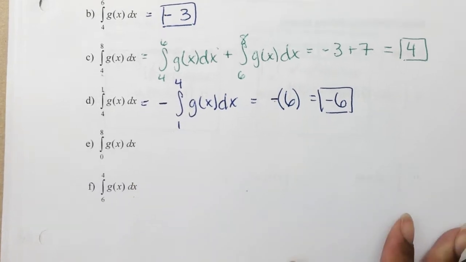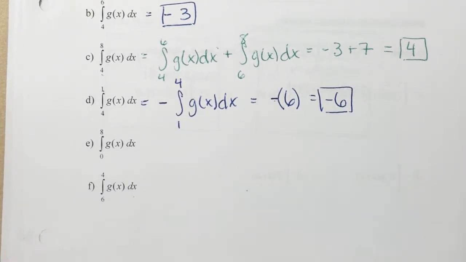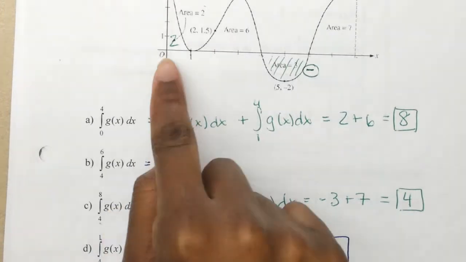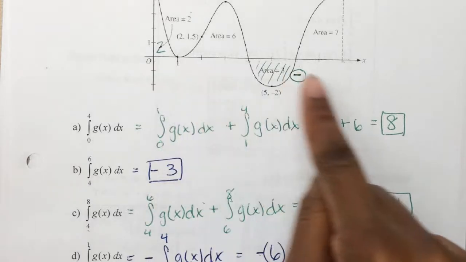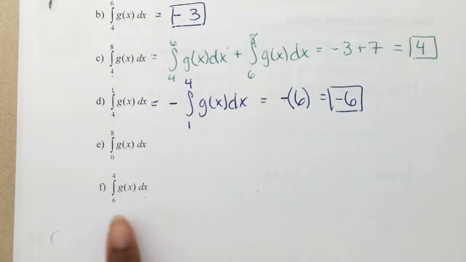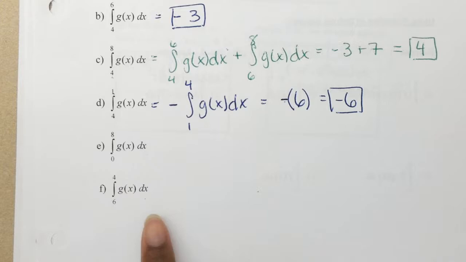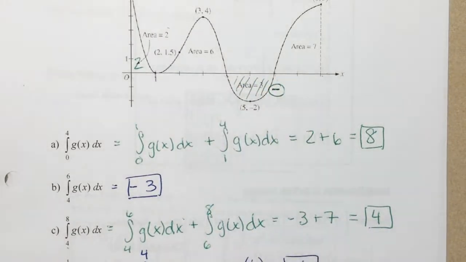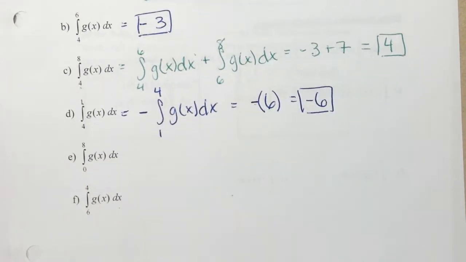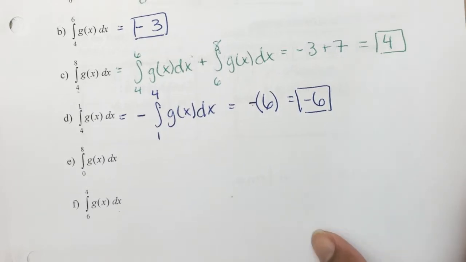So E and F, you can try on your own, thinking about how those intervals are split up. So from 0 to 8, right, we have 1, 2, 3, 4 different intervals that we would have to account for to get from 0 to 8. And then from 6 to 4, we have the area from 4 to 6. So from 6 to 4, we would need to do the opposite, similar to what we did in part D. So try those two on your own. And let's move on to the next page.